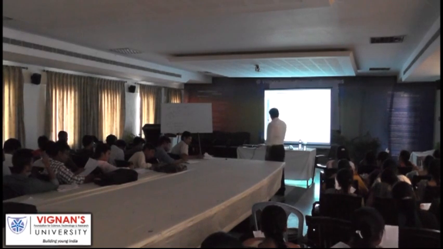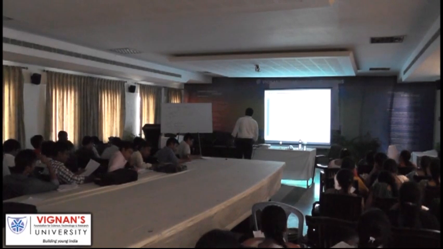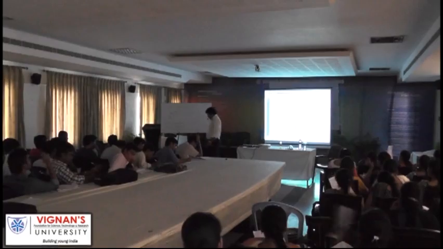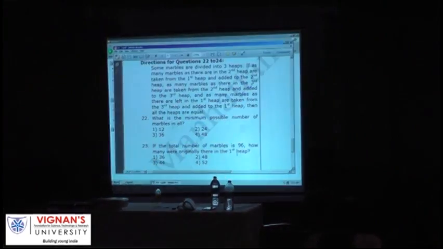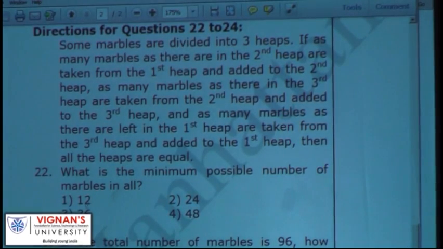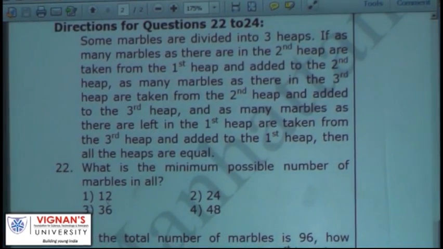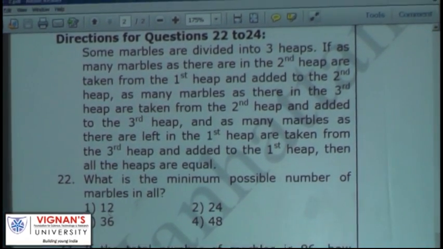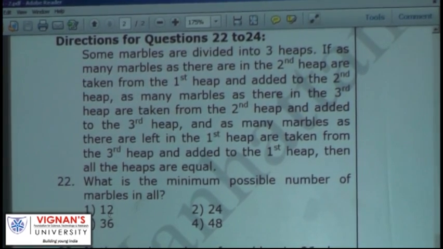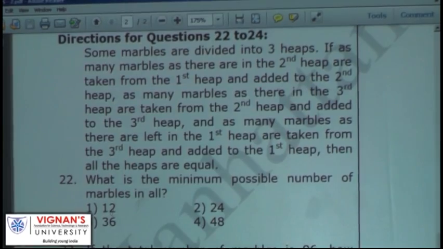Right. Next one. For questions 22 and 24, some directions are given. What does it say? The marbles are divided into 3 heaps. As many marbles as there are in the second heap are taken from the first heap, added to the second heap. As many marbles as there are in the third heap are taken from the second heap, added to the third heap. And as many marbles as there are left in the first heap are taken from the third heap, added to the first heap. Then all the heaps are equal.